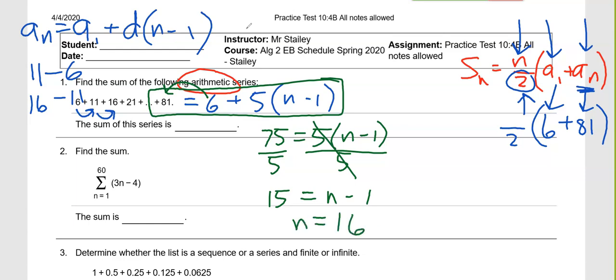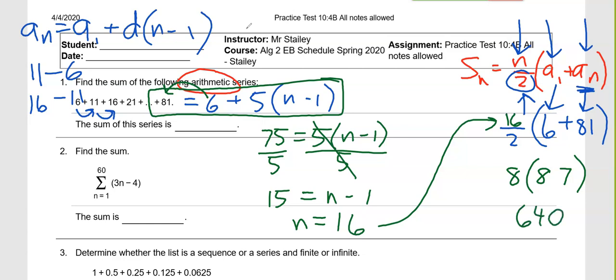As soon as you knew that there were 16 terms, then you knew what to do to finish this problem. And so you'd have 8 times 87, and at the moment, let's see, 640 plus 56, 696. That would be the answer to this particular question.